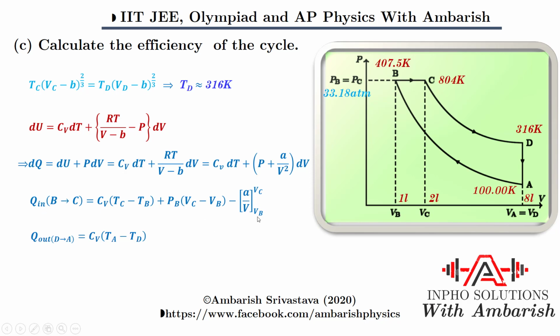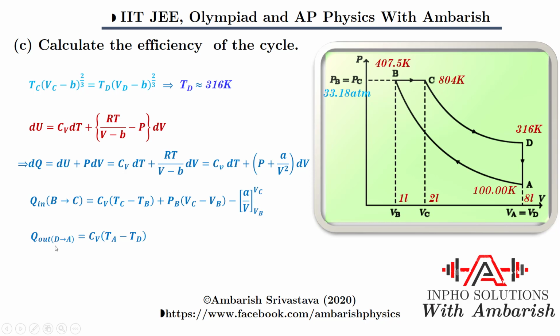Similarly we can find out Q output, and Q output is rather easy because it's a constant volume process. So simply Cv into (Ta minus Td). Rather, it should have been Td minus Ta if you are taking, depending on whether you are taking signed value or unsigned value. So this is what you get as heat rejected. In fact, if you want the magnitude, it is just Cv into (Td minus Ta), and this is your Q output.